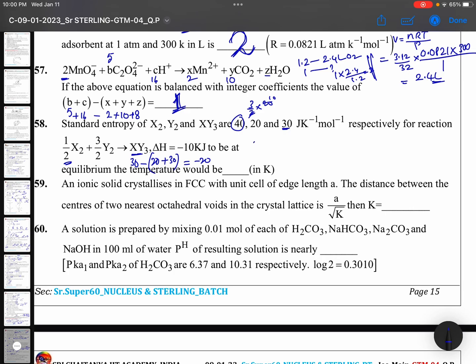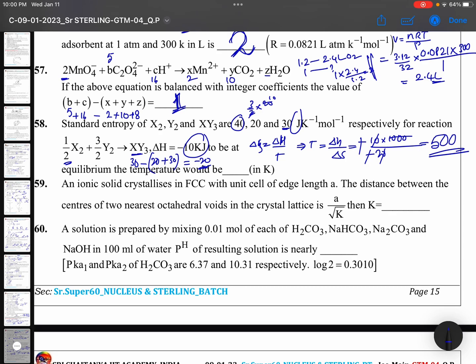And we know delta S is equal to delta H by T, or T is equal to delta H by delta S. Delta H is 10 kilojoules. I am converting to joules because the entropy values are in joules. And this is 20 minus 20, 1, 2 means 500. We have to answer these kind of questions.